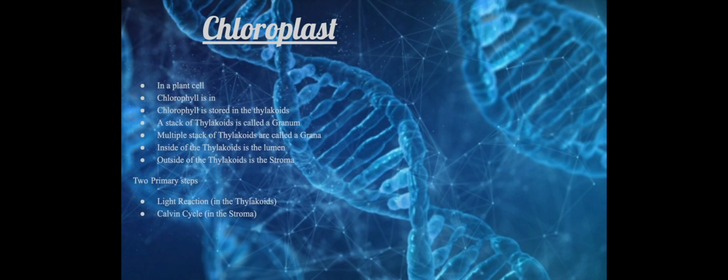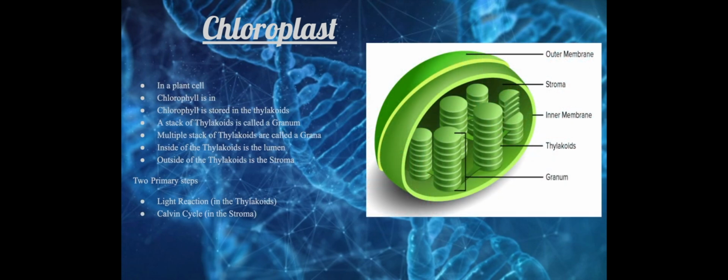The chloroplast is in a plant cell. It is where the chlorophyll is. The chlorophyll is stored in the thylakoids. A stack of thylakoids is called a granum. Multiple stacks of thylakoids are called grana. Inside of the thylakoid is called the lumen, and outside of the thylakoid, yet still in the chloroplast, is the stroma. There are two primary steps in photosynthesis inside of the chloroplast.